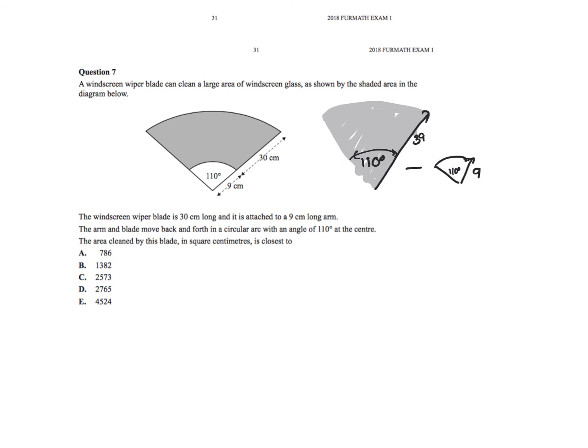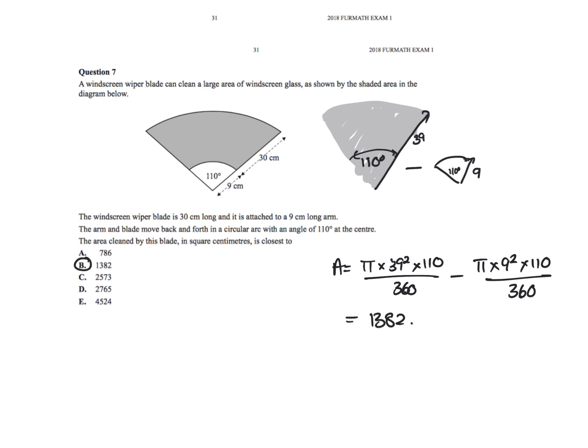Okay, so all you're going to do is area of a sector minus that. So we're going to, area of a sector is pi times the radius squared times the angle over 360 minus pi times this one's radius times the angle over 360. So if we do that on the calc, okay, so we get 1382, which is B. So that was question 7. That's easy. You'd be loving it.